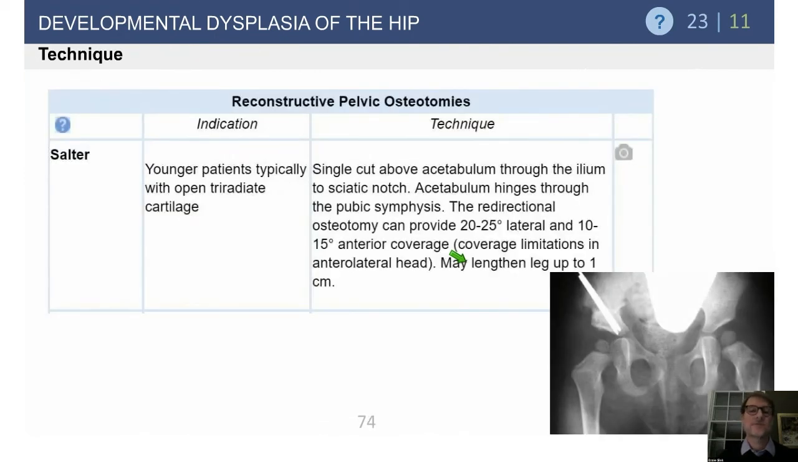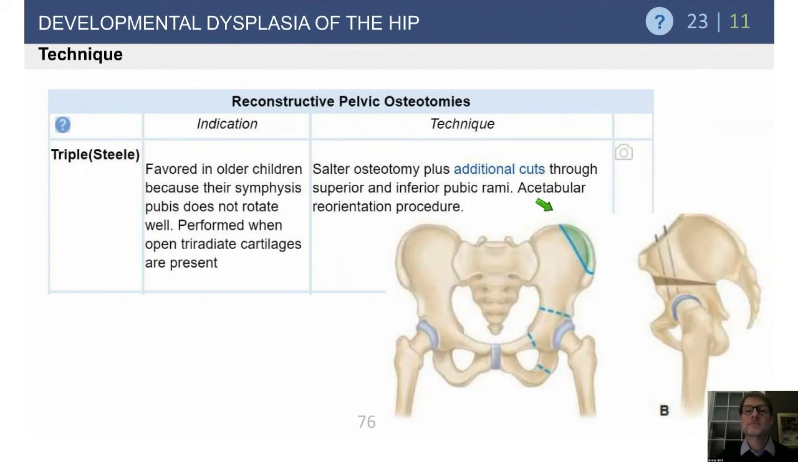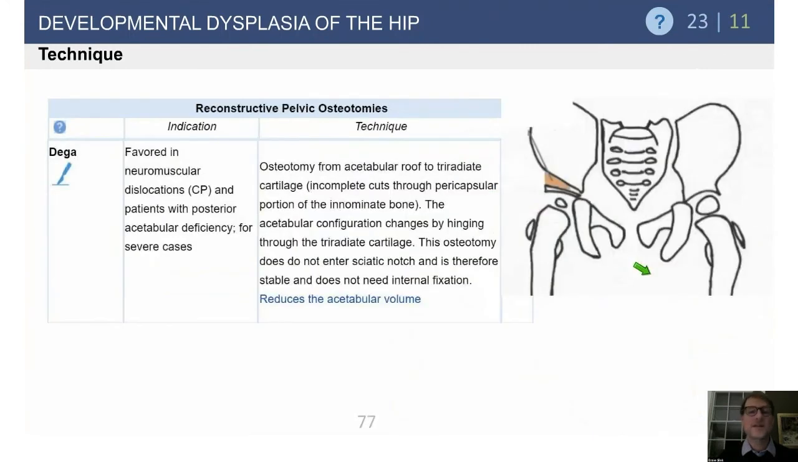There's different types. There's a Salter, which is from the sciatic notch to the anterior superior iliac spine. There's the Pemberton, which is more of a bending osteotomy, which changes the shape and decreases the size of the acetabulum. And then you can do a triple osteotomy. So here's a Salter, and here's a triple where you do the innominate bone and the pubic bone and rotate the hip.